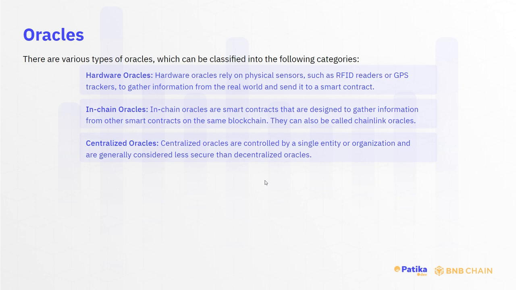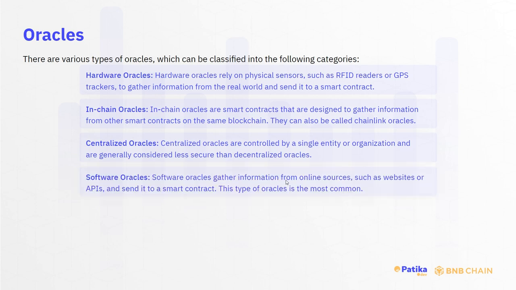Centralized oracles. Centralized oracles are controlled by a single entity or organization, and they are generally considered less secure than decentralized oracles. Software oracles. Software oracles gather information from online sources such as websites or APIs and send it to a smart contract. This type of oracle is the most common.